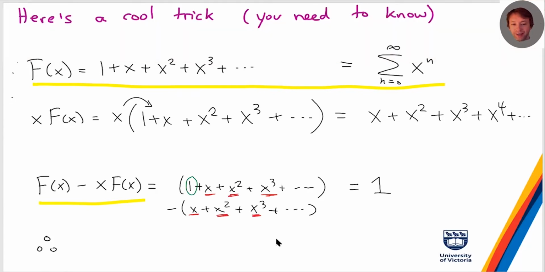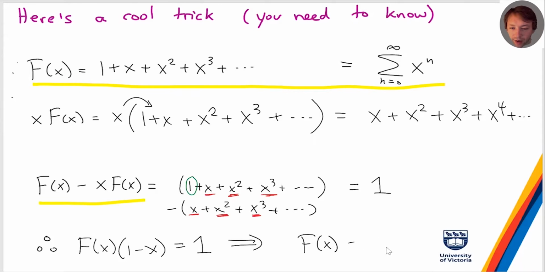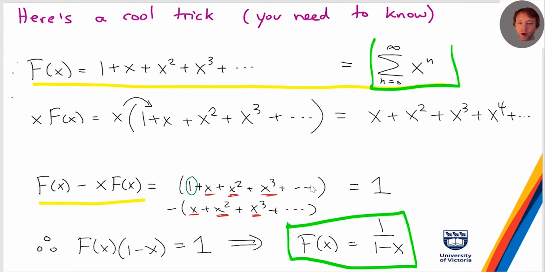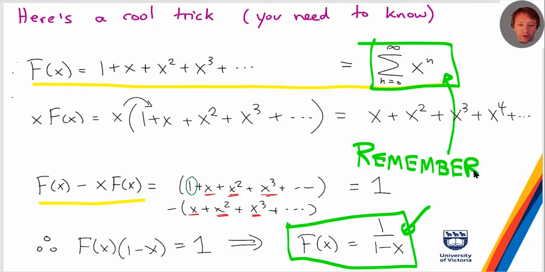Again, this is all under the assumption that it converges, but formally it's kind of okay. Anyway, if I factor out the f of x here, I get f of x times 1 minus x is equal to 1. And if I divide by 1 minus x, I get that f of x is equal to 1 over 1 minus x. So this geometric series is equal to 1 over 1 minus x. I would really suggest remembering this. It's also good if you know how to derive it the way we've done here. Deriving it is a very valuable exercise, but I really suggest remembering that formula. It's going to be very useful all the time.